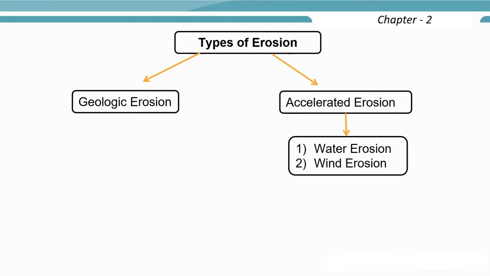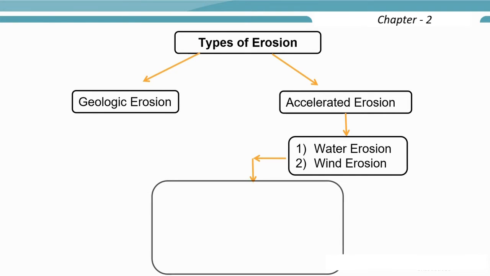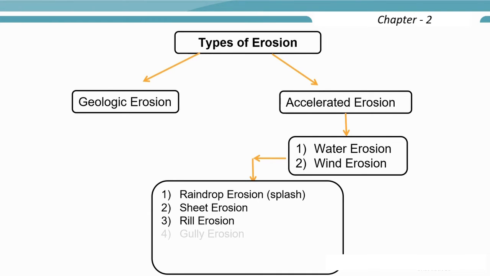Accelerated erosion includes water erosion and wind erosion. It means erosion caused by water and erosion caused by wind. Water erosion includes raindrop erosion, which is also called splash erosion, sheet erosion, rill erosion, gully erosion, ravine formation, and finally there is stream bank erosion. So these are the various types of erosion.